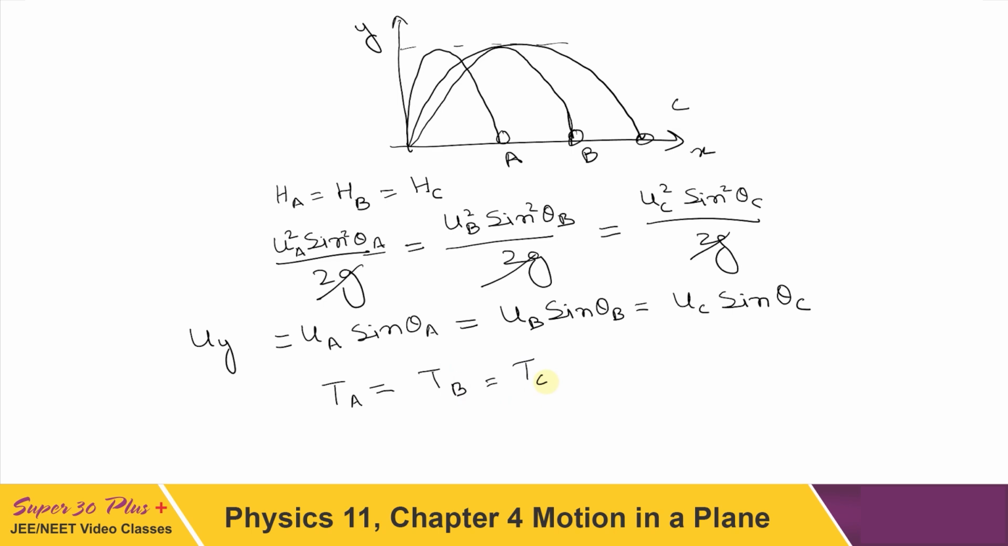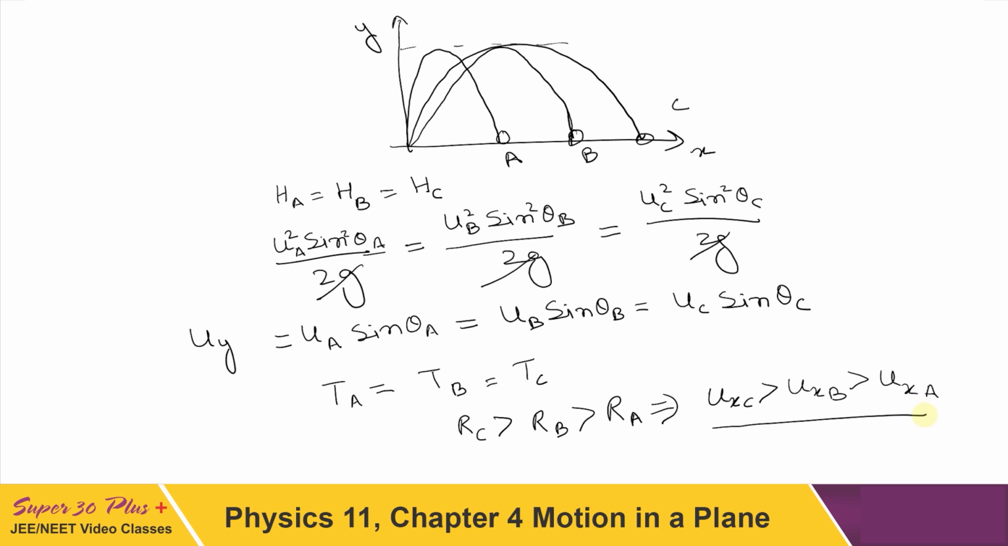As we can see, the horizontal range is not the same. It is directly shown here in the graph. So from the horizontal range we can conclude that the range of C is greater than the range of B, which is greater than the range of A. Now what is range? Range is the horizontal component of velocity into time of flight. And since the time of flight is the same, we can conclude one more thing, that the horizontal component of C has to be more than the horizontal component of B, which is more than the horizontal component of A.